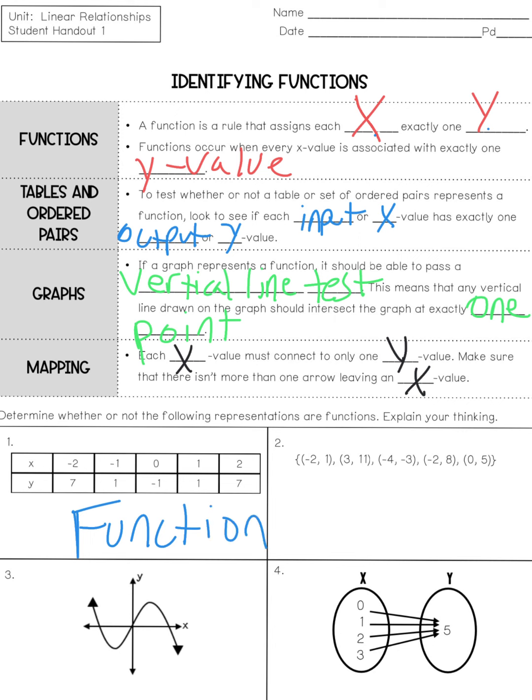So on your paper, you would need to write function. You see how my handwriting looks better when you give me more space? And the reason why is that for every x, there's one y. For every independent, there's one dependent. For every domain, there was one range. For every input, there's one output.